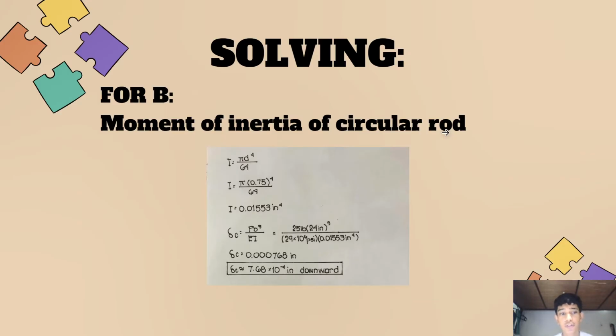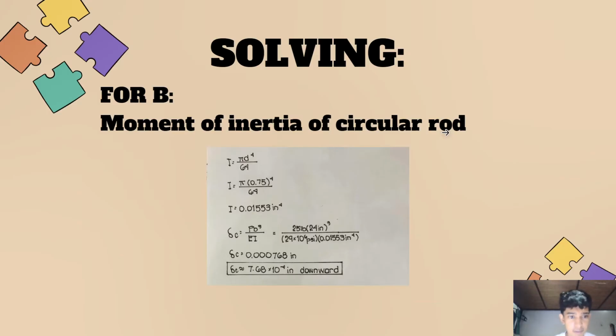For the numerical solution, the beam is specified as a steel rod with a diameter of 0.75 inches, a length parameter B is equal to 24 inches, a load of P is equal to 25 pounds and a modulus of elasticity of 29 times 10 raised to 6 psi. The moment of inertia of the circular rod is first calculated using I is equal to pi d raised to 4 all over 64. Substituting the diameter gives us 0.01553 inches raised to 4.